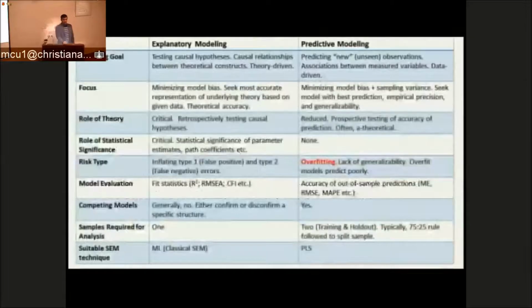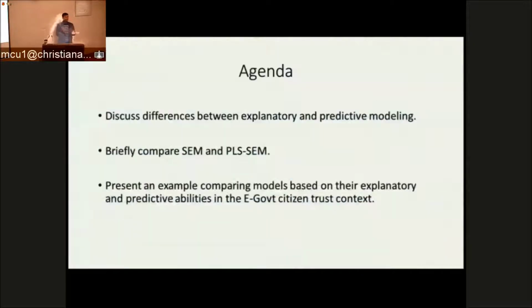So before I begin, let me quickly ask you a question. I know there's a lot of statisticians here and a lot of practitioners as well, and I want to keep the talk very accessible to all of us. As I said, I'm not a statistician, I'm a practitioner. What do you understand when I say explanatory modeling as compared to predictive modeling? What's the general sense that you have?